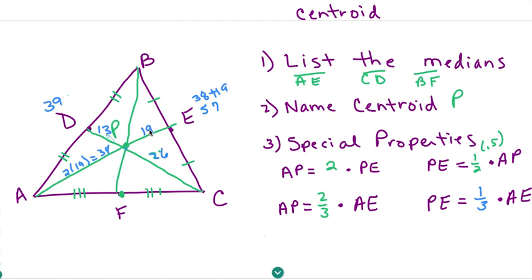If we have BF is going to be 45, and we want to find FP, then we're going to take 45 times 1/3, and that's going to give me 15. Once I have the 15, I can go here and double it to get the longer part, and that's going to be 30.